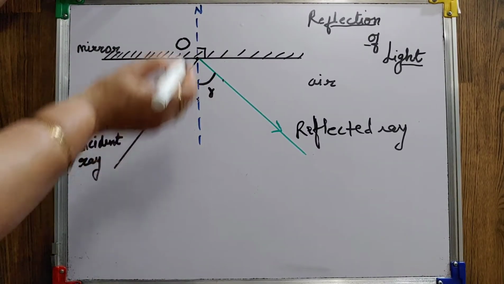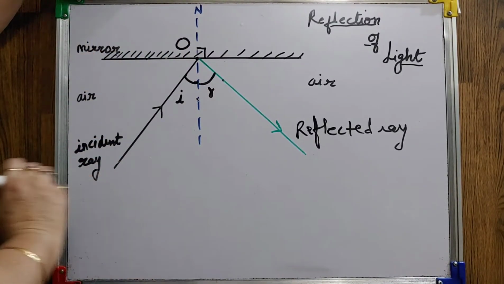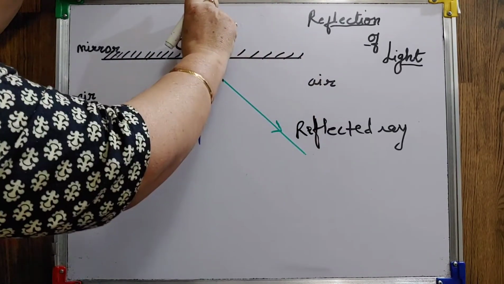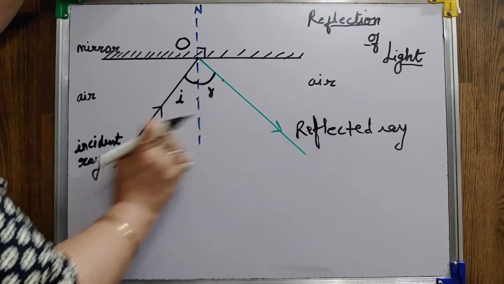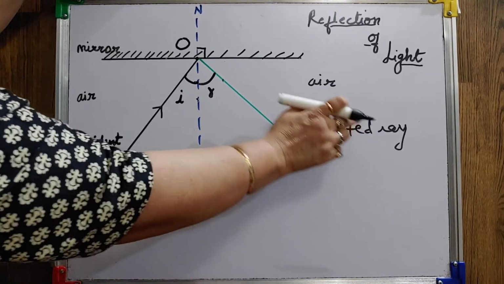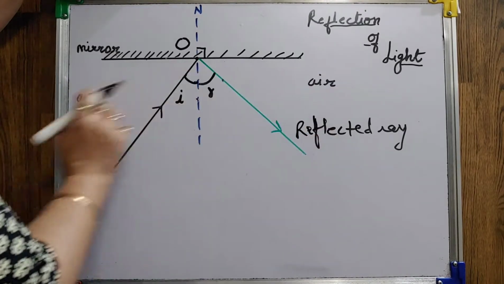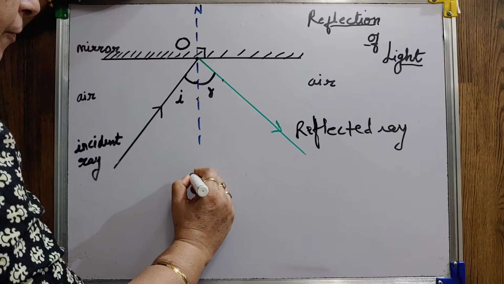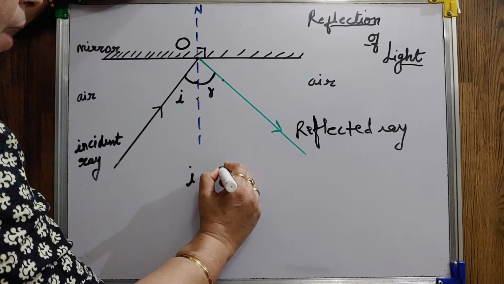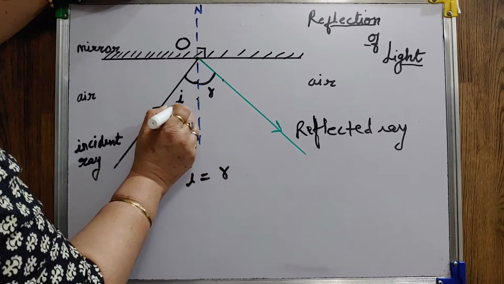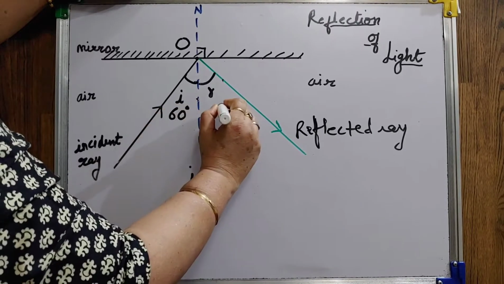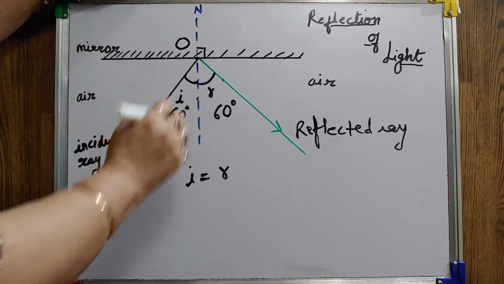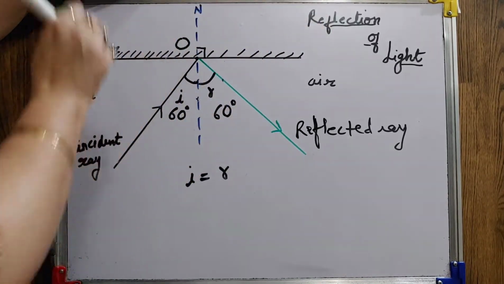According to the laws of reflection of light, the incident ray, reflected ray and normal lie in the same plane, and the incident ray and reflected ray are in the same medium, on both sides the same medium only is there. The angle of incidence is equal to the angle of reflection. If I say this is 60 degrees, then this side also it is 60 degrees. This concept of reflection of light you have to keep in mind.